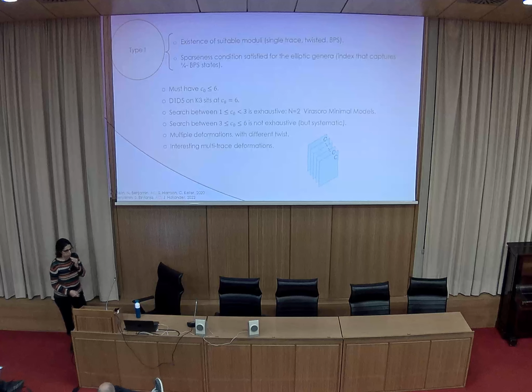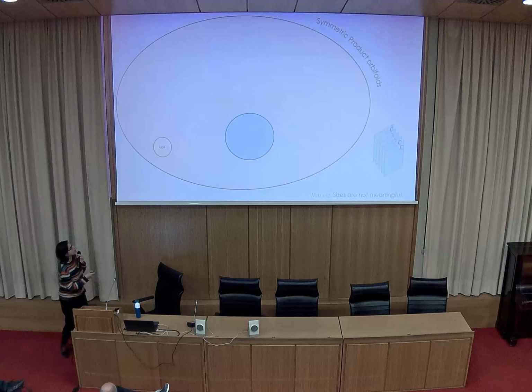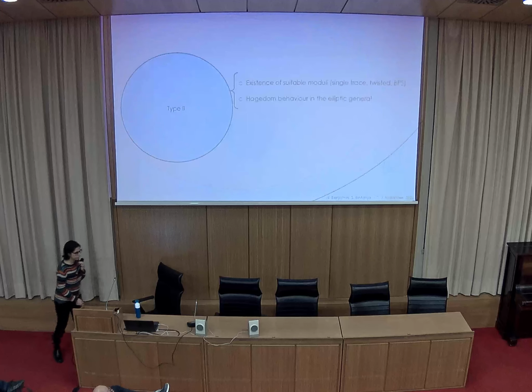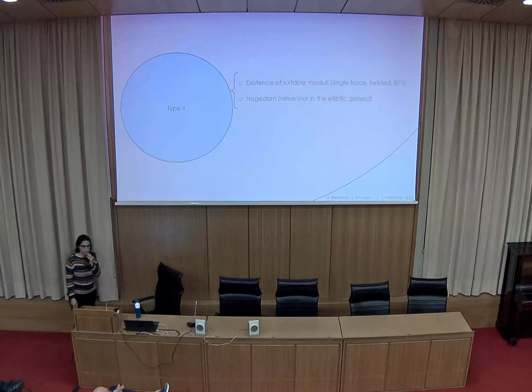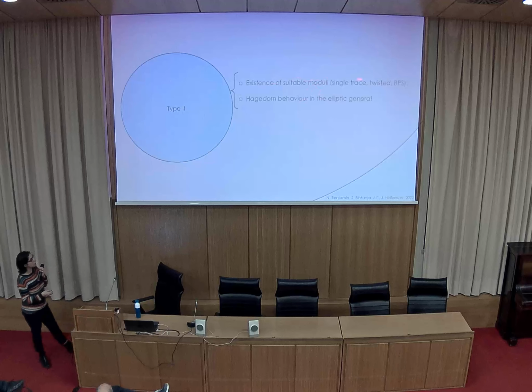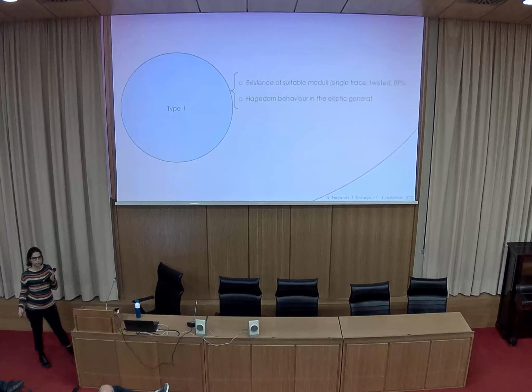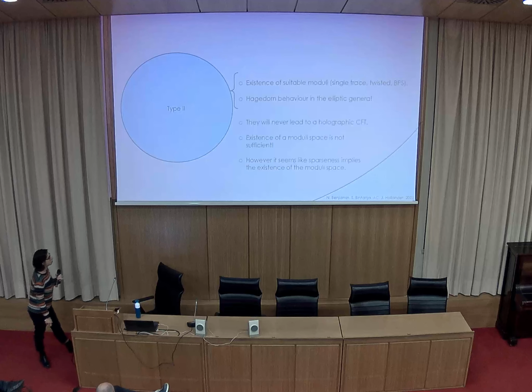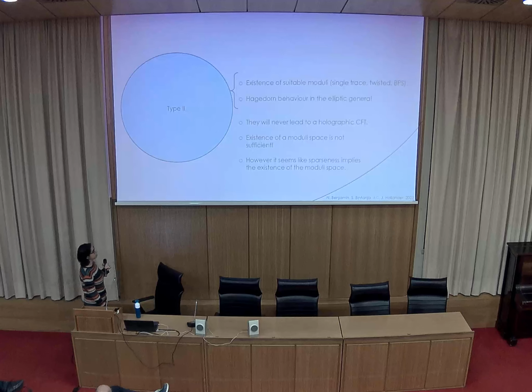Okay, 5 minutes. Great. Now, so that was type 1 here, the small little circle. Then what is this blue circle here? So this is what we call, very cleverly, type 2. So here, basically, there is moduli, so you can have an exactly marginal deformation that is single trace, twisted, and BPS. However, the elliptic genus still grows Hagedorn-like. So you have a cloud, but you will never have a strongly coupled point. So they will never be holographic in that sense. They will never lead to something that is holographic.